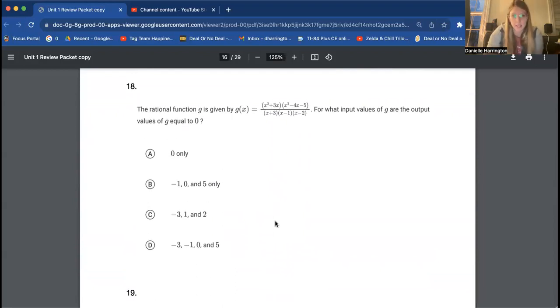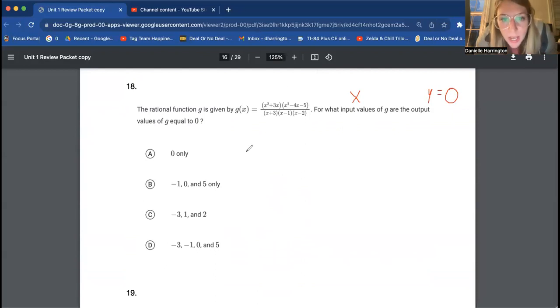All right, number 18. For what input values of G are the output values of G equal to 0? What does that mean? For what input values of G, so what x's make my output values y equal 0? Oh, I'm just looking for zeros. I just wrote it in a very confusing way.